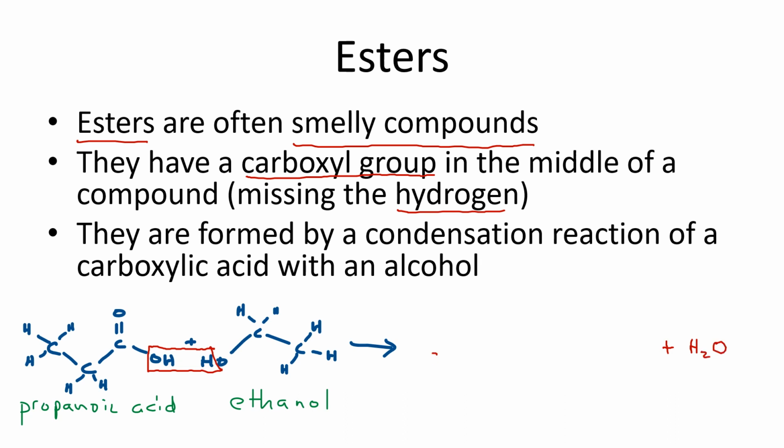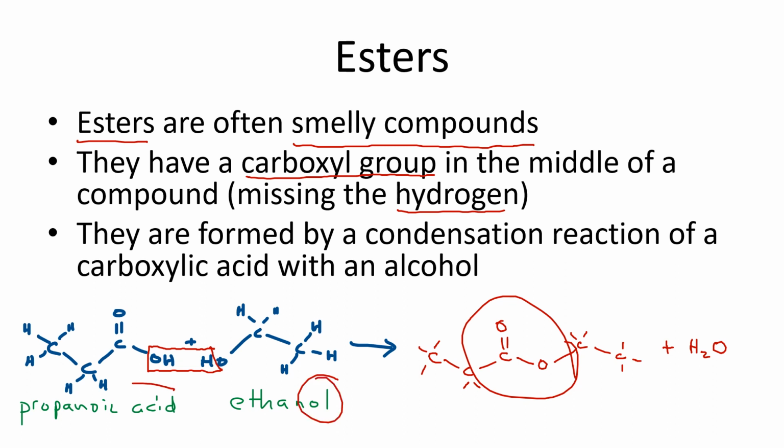So you have the same 3 carbons and the same double-bonded O, and then one of those oxygens from the 2 that were there to begin with, and then you've got 2 carbons from the alcohol side of this molecule. So there you go, you've got an ester linkage that holds the 2 together, starting from an alcohol and an acid.